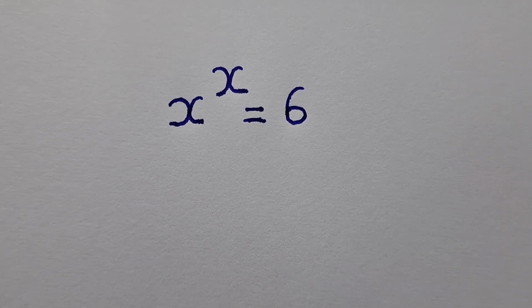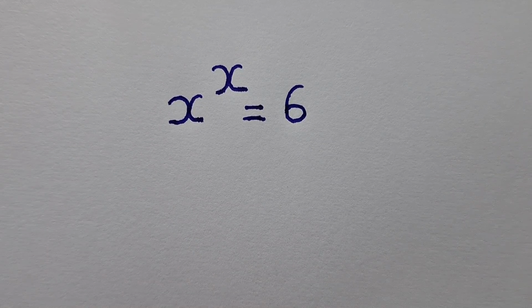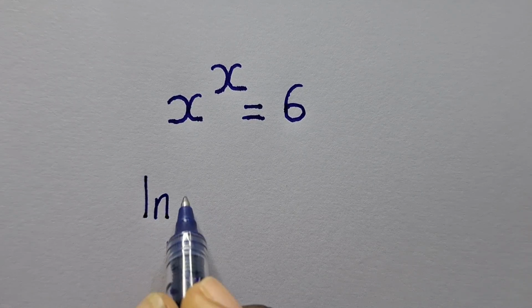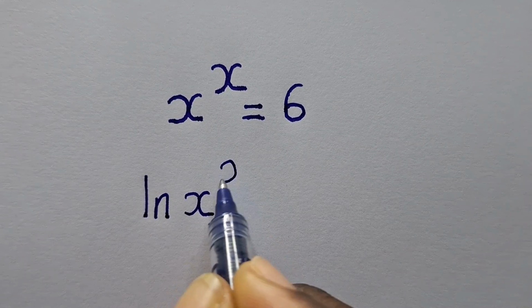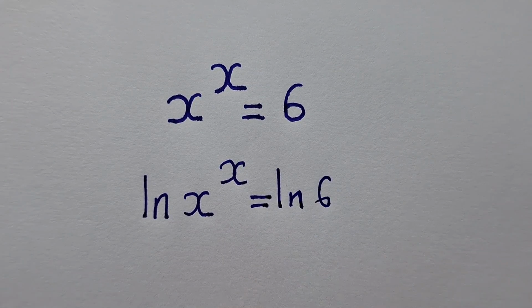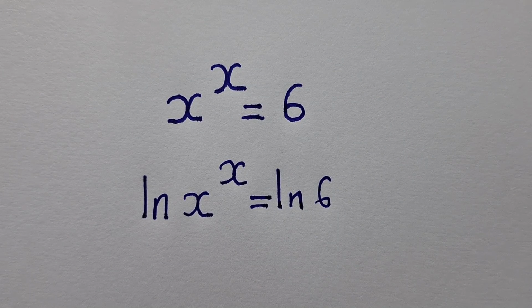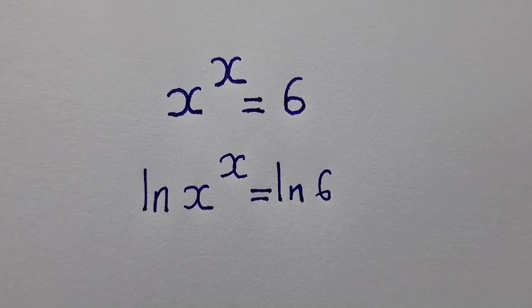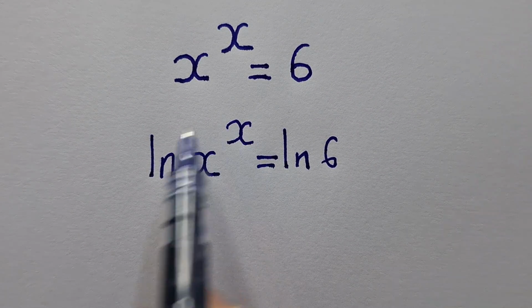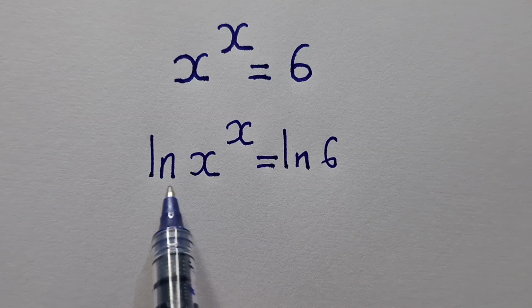All right, so we've got this question. We need to solve for x. We shall say x to the power x is equal to 6. We introduce ln to both sides of the equation. So what will happen here is that this x will come right here in front because of the ln.